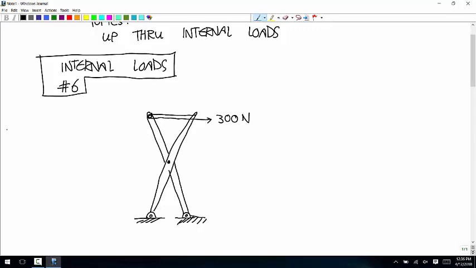It has to, though, for you to solve it, so I'm going to give some. Let's say that this angle is 80 degrees, both of these. And the lengths of both of these are 1 meter. And that pin's at the midpoint. And we want to calculate the internal loads for each of these.